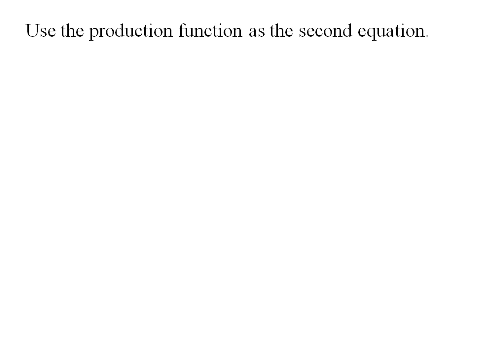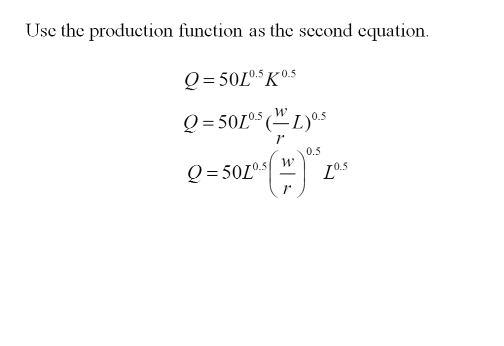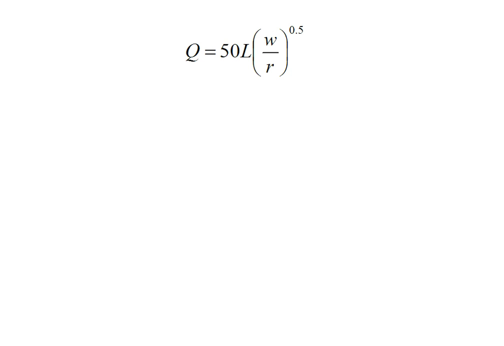The other equation I'll use is my production function. So I'm going to plug in W over R times L for K. Now this expression is raised to the 0.5, so that 0.5 comes in on both the W over R and the L. I can combine those L's, that L to the 0.5 and the L to the 0.5. That gives me L to the 1, or just L. Now since I'm looking for my input demand curves, basically here I'm solving for L.